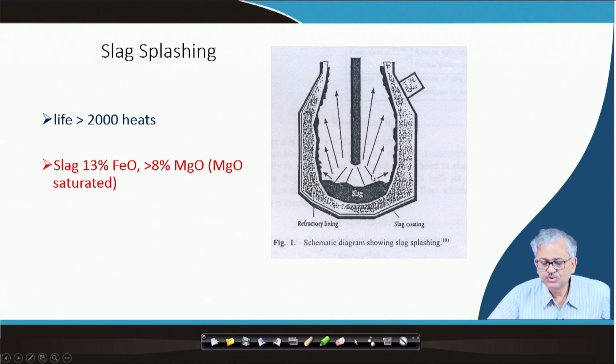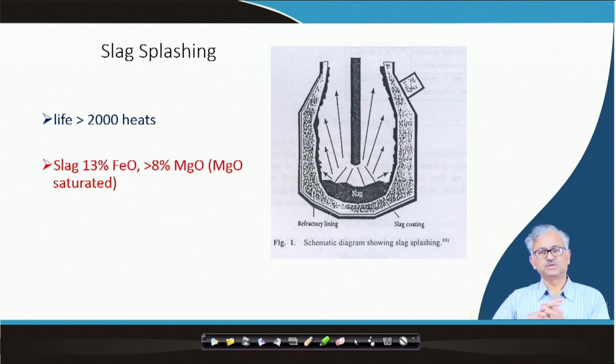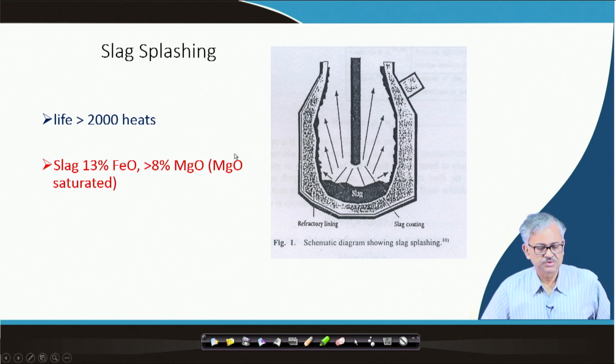Then you blow some nitrogen through a lance, and the slag is splashed over the wall and adheres to it. FeO gives the fluidity to the slag so that it becomes fluid enough to wet the refractory surface, and the 8% MgO gives the proper protection during the steelmaking process. So you are giving a slag wash on the refractory wall, and then the lining life goes beyond 2000 hits. Okay, life becomes 2000 hits. So this is a brief account of the refractory lining.